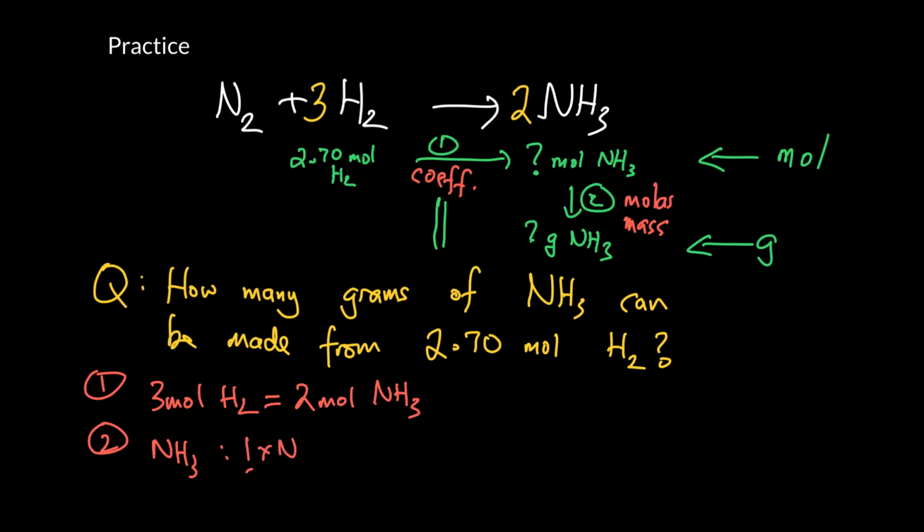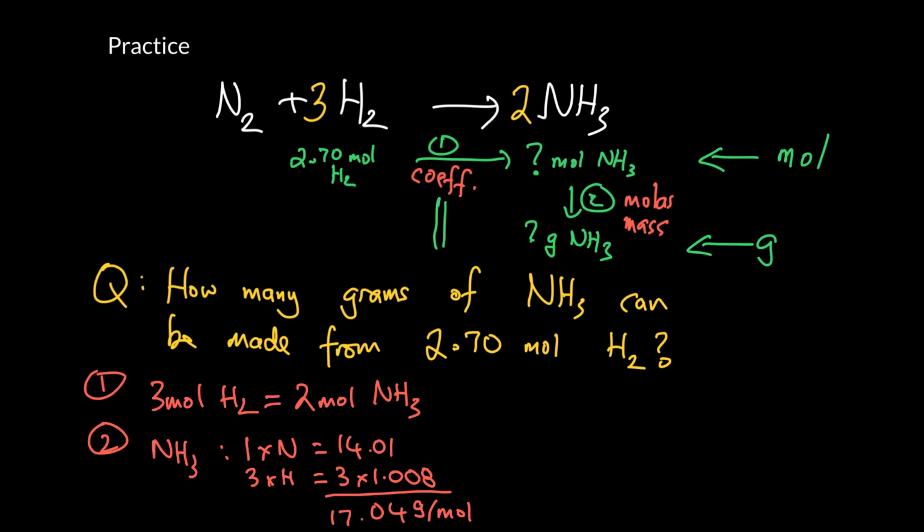So we got 1 nitrogen, 3 hydrogens. Nitrogen is 14.01. Hydrogen is 1.008. And we add that up. That is 17.04. What are those units? So that is the number of grams 1 mole of ammonia weighs. So we can put it all together now in the last step of the problem.